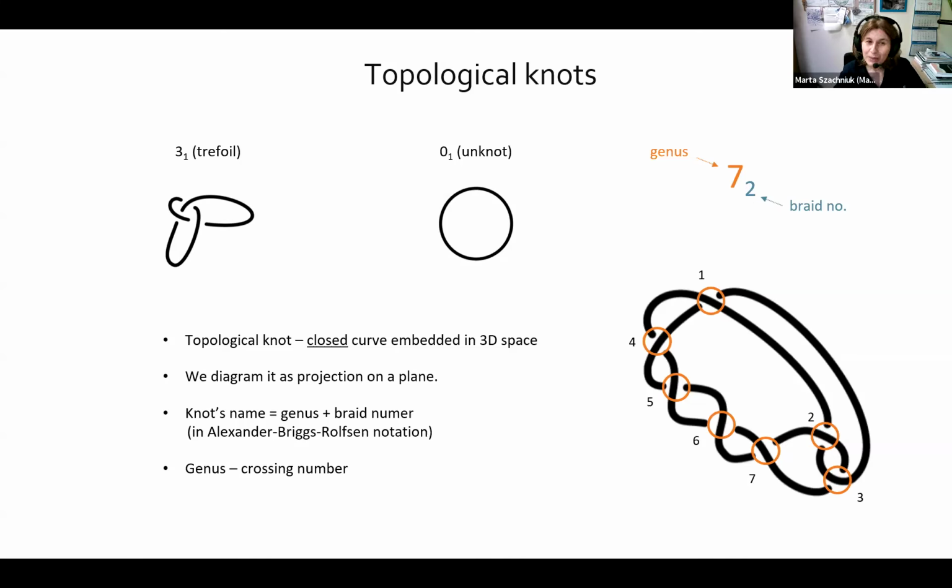And the simplest topological knot with a positive number of crossings is the trefoil. So this is the 3-1 topological knot on the left side here. Okay.